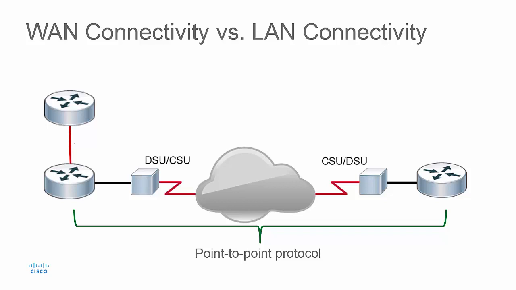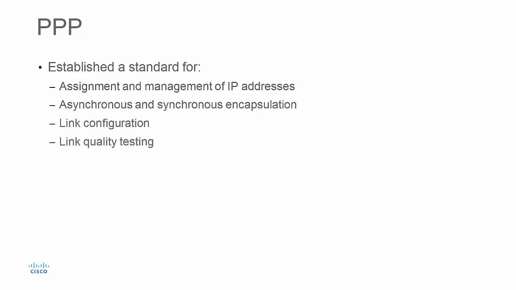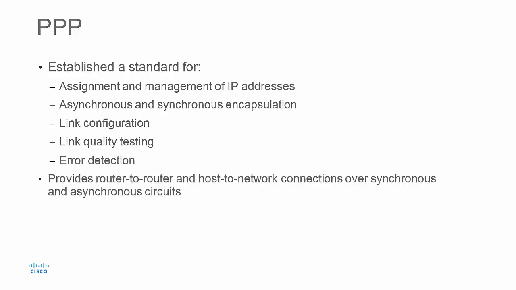Here, the point-to-point protocol, or PPP, has been introduced as an encapsulation protocol for transporting IP over those links. What's more, PPP also established a standard for the assignment and management of IP addresses, asynchronous and synchronous encapsulation, link configuration, link quality testing, error detection, and so on. So PPP provides router-to-router and host-to-network connections over synchronous and asynchronous circuits.